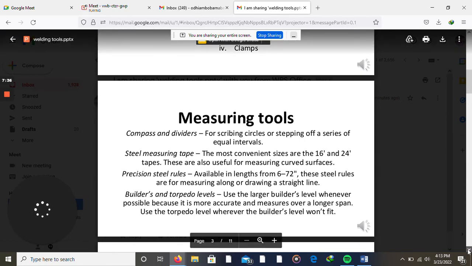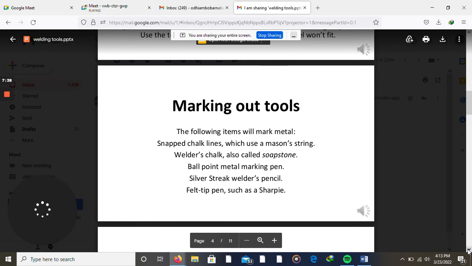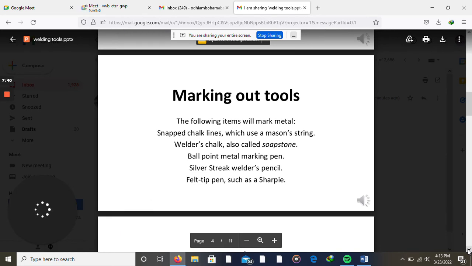So we move on to the next slide. Tell me if you are able to see the next slide. Are you able to see the next slide? See the marking out tools. Yes, marking out tools.